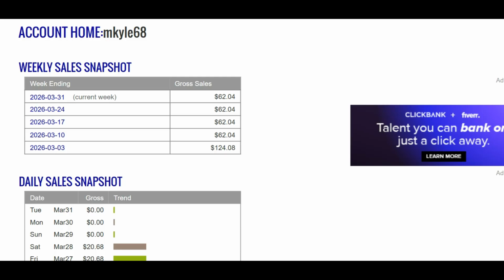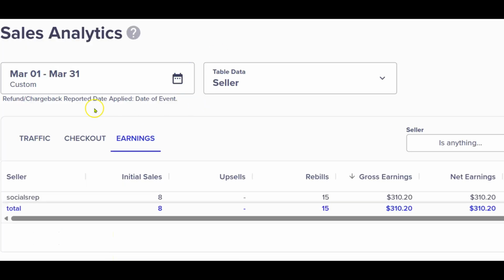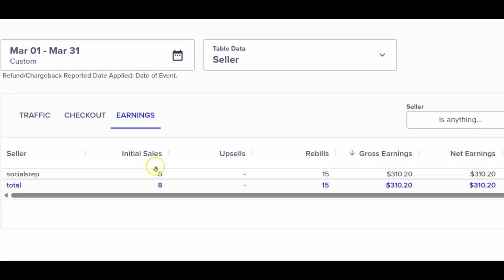So let's go now to, can we bring out sales analytics here for the month to date. March 1 to March 31, 8 initial sales. My goal has been to increase these to get where I'm getting 4 to 5 a week, which is like 25 a month. That hasn't happened, obviously, as you can see here. 3,10,20 in gross earnings. This is gross earnings too. This isn't my bring home here. This is 85% of that, with 15 rebills.